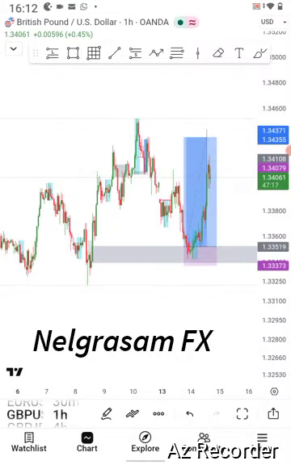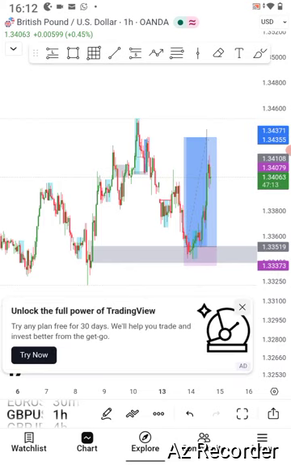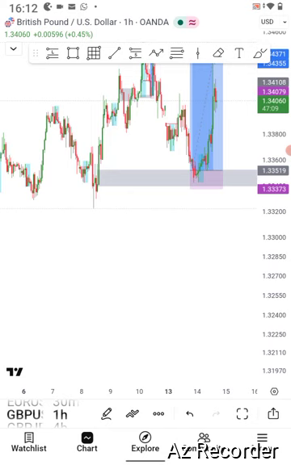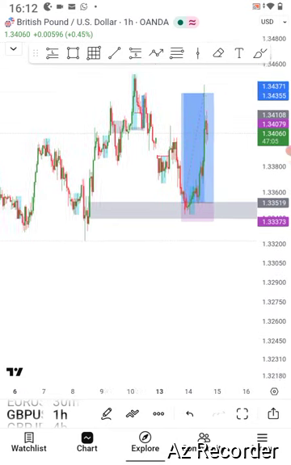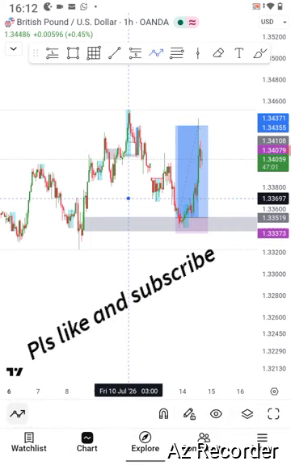I want to share a setup I took yesterday. It's delivered. It was today. It's delivered. GBP USD. Now, what do I always need to see before I take my trades?